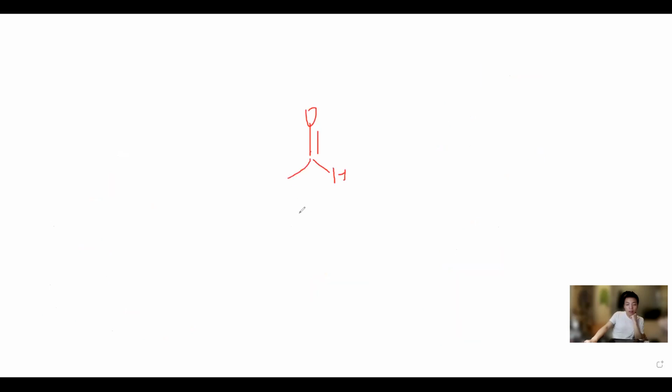And for acetone, the ppm is around 10. This one is not dissociable. It's connected to the central carbon really nicely. And then carboxylic acids.